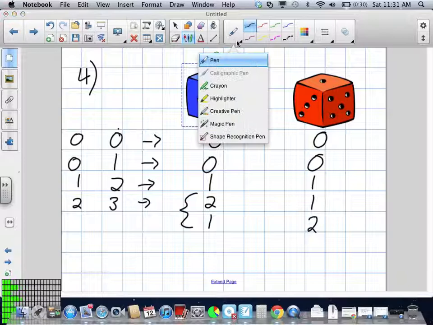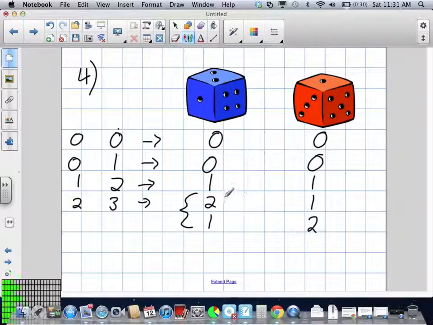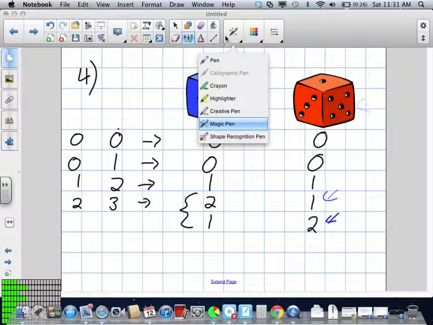Because we roll the exact same thing, but because there's 2 different dice, I could roll a 2 on this dice or a 1 on this dice. Or on our red dice, I could roll a 1 and a 2. So we actually have 2 different chances or 2 different ways of getting the number 3.